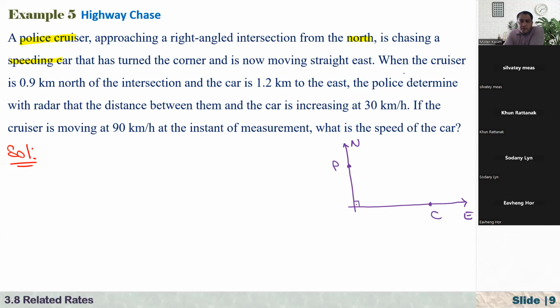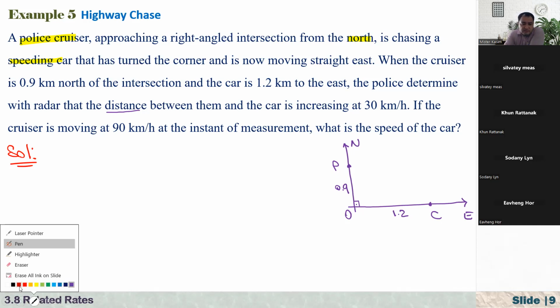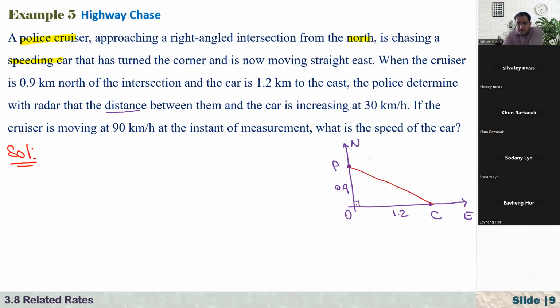And now it says that when the cruiser is 0.9 kilometers north of the intersection, that means the distance now is 0.9, right? And the car is 1.2 kilometers to the east. So the distance between this intersection O and the car is 1.2 kilometers. The police determined with radar that the distance between them and the car is increasing at 30 kilometers per hour. And what is the distance? Distance is the straight path, right? We're talking about this distance between them.